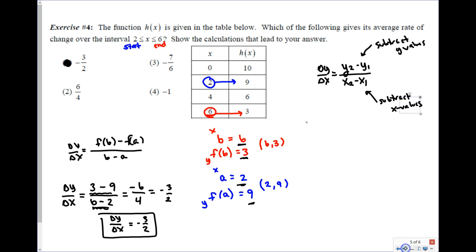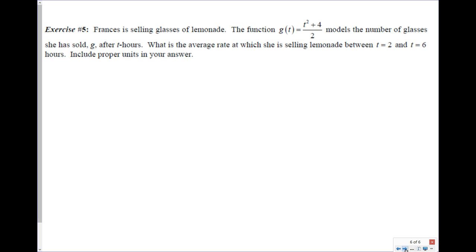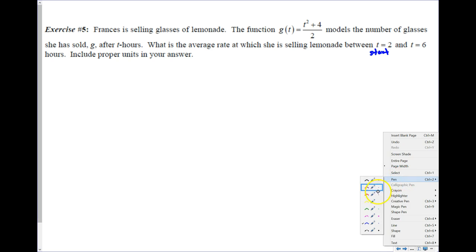Alright, let's do the last exercise. Frances is selling glasses of lemonade. The function g of t equals t squared plus 4 over 2 models the number of glasses she has sold, g after t hours. So as long as she's sitting at the lemonade stand, she's selling lemonade over a certain amount of time. What's the average rate of change at which she's selling lemonade between time equals 2 and time equals 6? So these are my x values. This is my start, and this is my end.